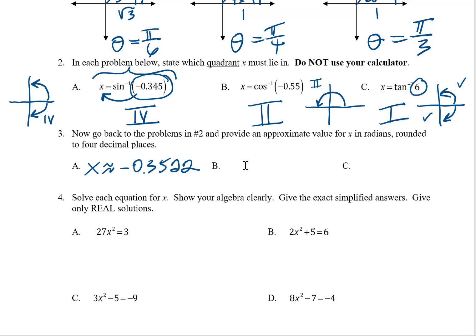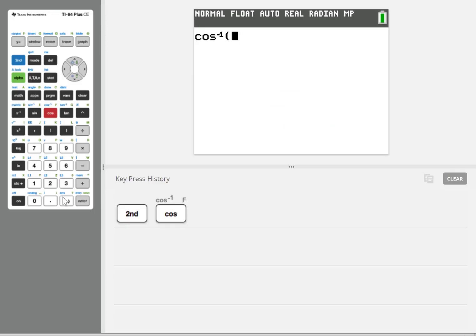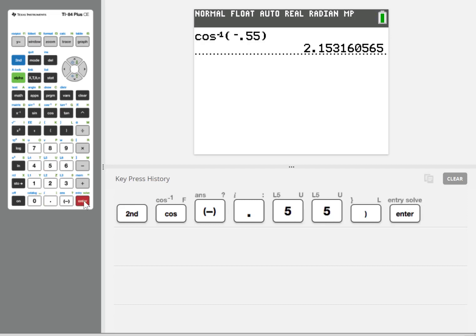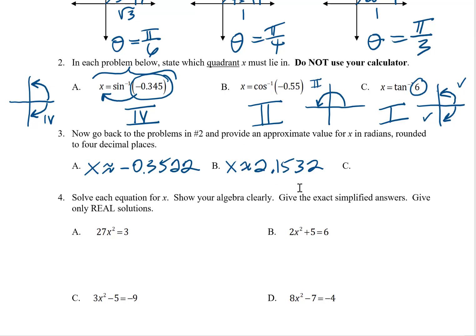Okay, let's put in letter B. Cosine inverse of negative 0.55 comes out to be 2.1532. Let's see, does this make sense? Pi over 2 radians would be around 1.57. This is a little bit more than that, which means this angle is a little past pi over 2, which would put it in quadrant 2. So yes, this makes sense.